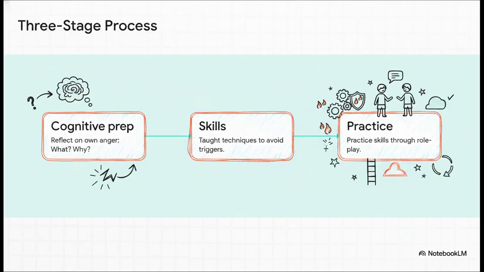The treatment follows a very strict 3-stage process. Stage 1 is cognitive preparation, deeply reflecting on the what and why of their past outbursts. Stage 2 is skills acquisition, learning rational, real-world coping techniques to avoid those triggers. And Stage 3 is application practice, where they intensely role-play these scenarios, actively testing out their new techniques, while the therapist positively reinforces their successful strategies.